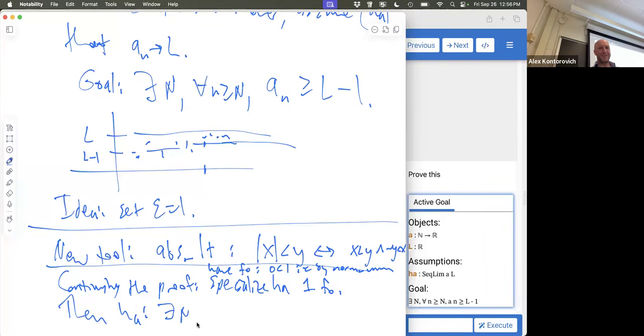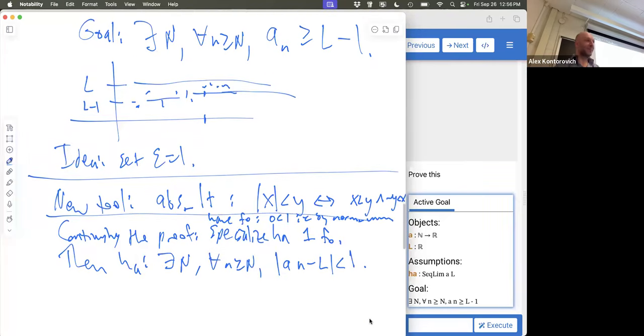There exists an N such that for all n greater than N, the absolute value of a_n minus L is less than 1. Okay, so far so good. So now what? We know that there's some value of N so that beyond that value, the distance from a_n to L is at most 1. This width is at most 1.